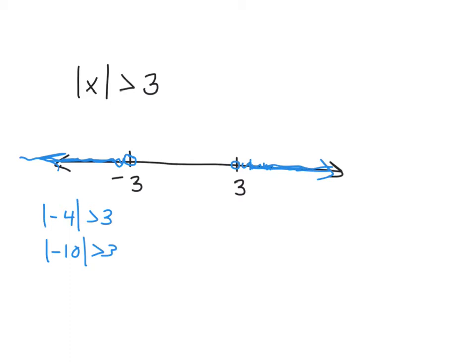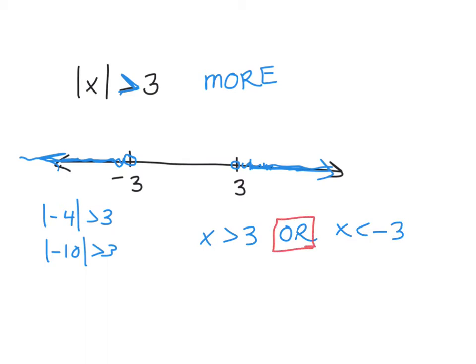In fact, we solve these like we solve an or statement. A greater than is like an or statement, or more than, right? More than is an or. So you need to remember which is which. Less than is an and, more than is an or. Our solution here would be x is greater than 3, or x is less than -3. Remember, when we write an or statement, we always include the word or, okay?